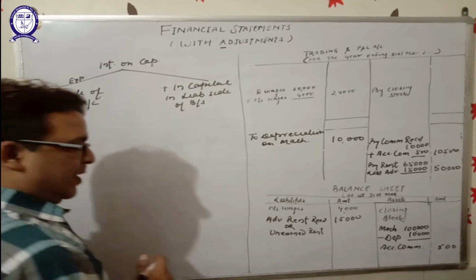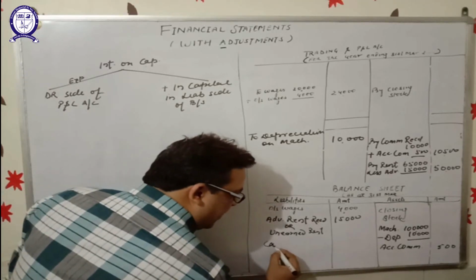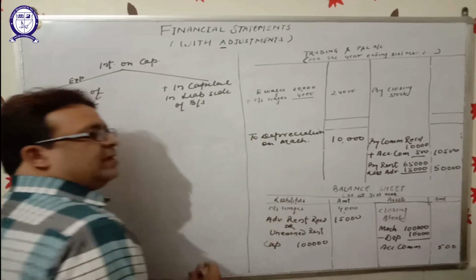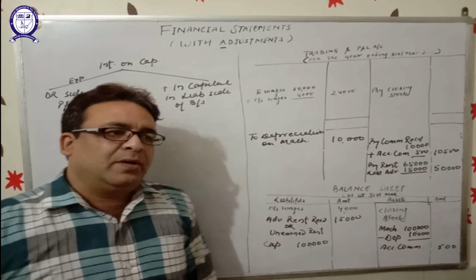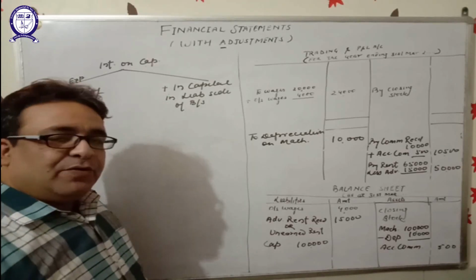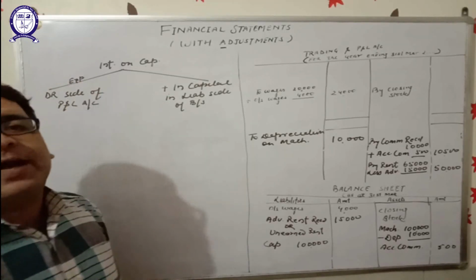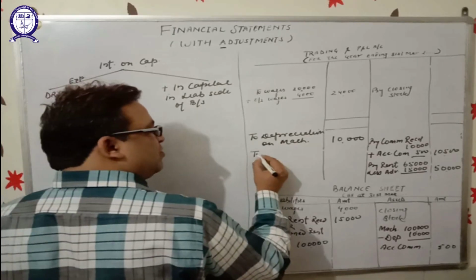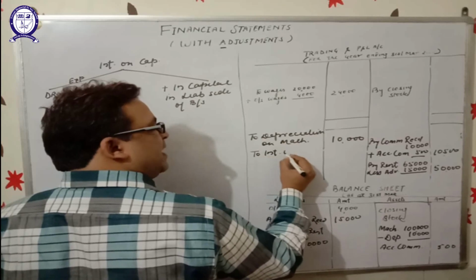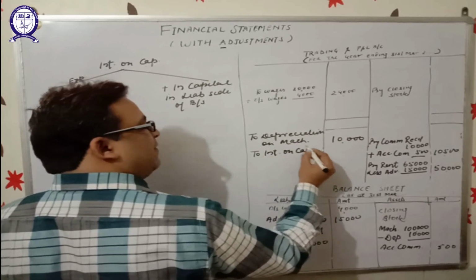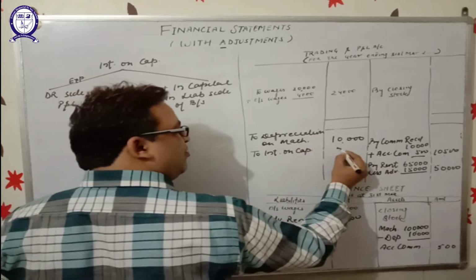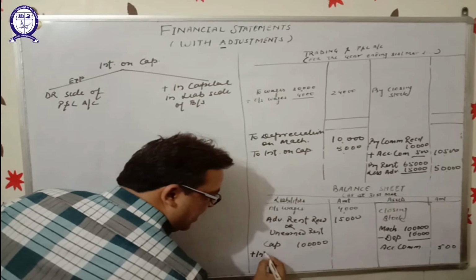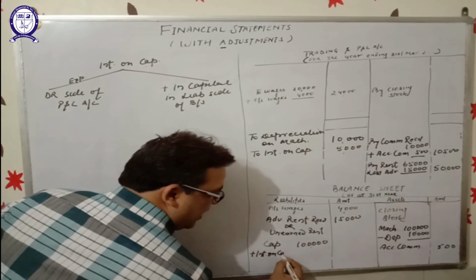Let us take an example. Suppose capital is given in the trial balance 1 lakh, and in adjustment we have to provide 5% interest on capital. So 5% of 1 lakh, 5,000. This 5,000 is expense for the business. So first time it will be recorded here in the debit side of P&L, and second time it will be added in capital.